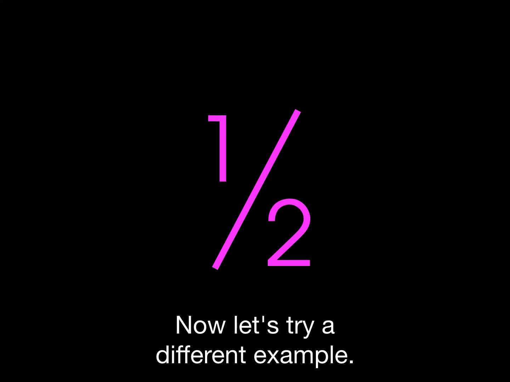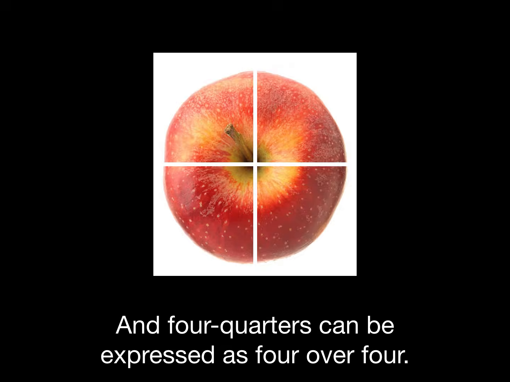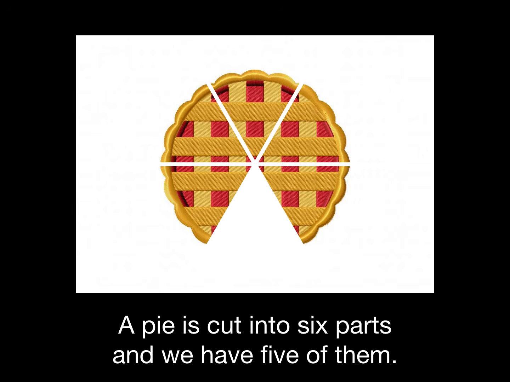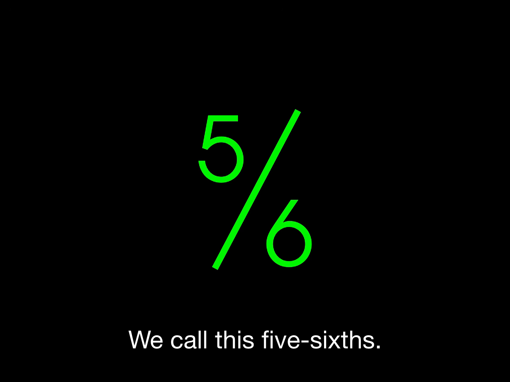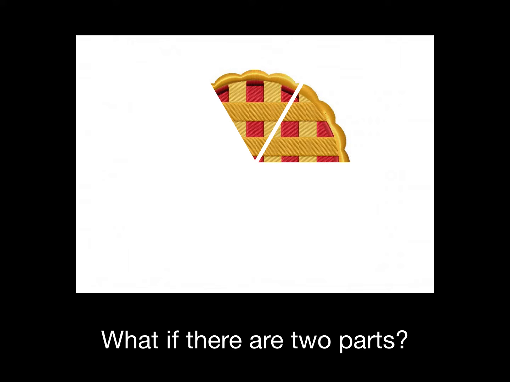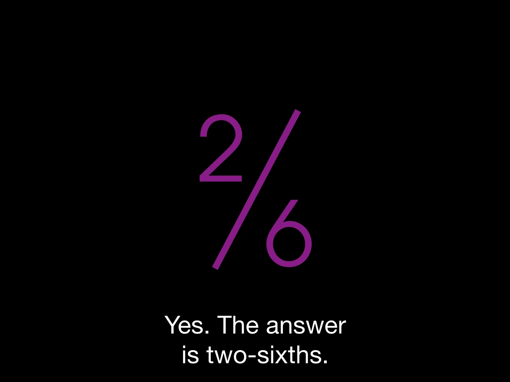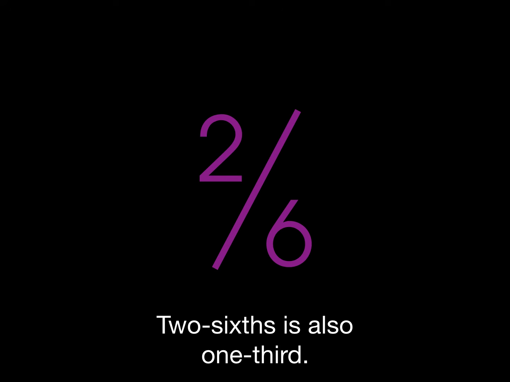Well done. Now, let's try a different example. A pie is cut into 6 parts and we have 5 of them. That is expressed as 5 over 6. We call this 5/6. Try it. 5/6. What if there are 2 parts? Yes, the answer is 2/6. 2/6 is also 1/3.